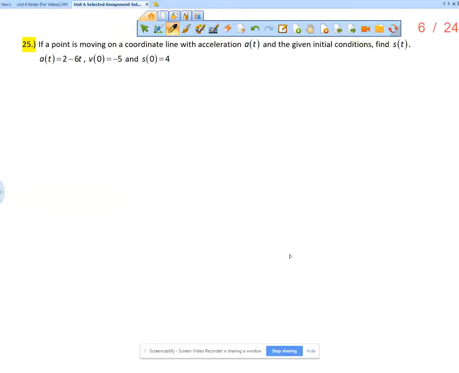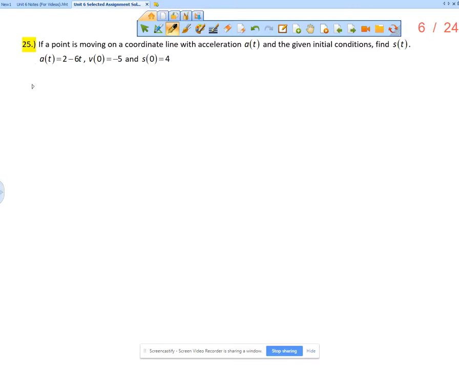This is the solution video to section 6.1, problem number 25. If a point is moving on a coordinate line with the acceleration a of t and the given initial conditions, find s of t. So you're given that a of t is 2 minus 6t, v of 0 is negative 5, and s of 0 is 4.